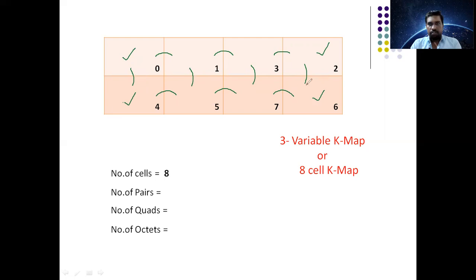1, 2, 3, 4, 5, 6, 7, 8, 9, 10, 11, 12. Total we will have 12 cells. Okay, 12 pairs we will have. Total we will have 12 pairs. Again see here, what are the 12 pairs?